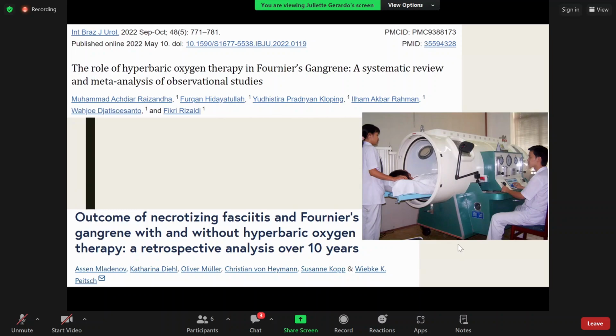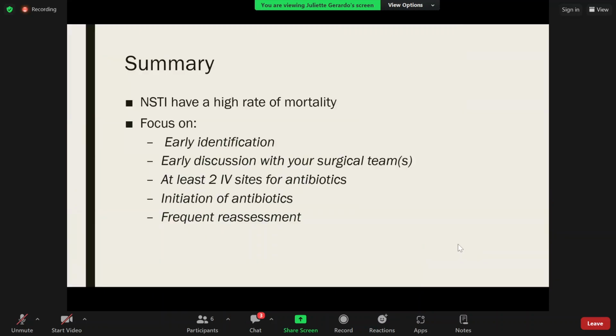Okay, and so in summary, the necrotizing soft skin tissue infections have a very high rate of mortality. Our job is to focus on early identification, getting a good history and addressing your patient and doing a very thorough skin examination, getting early discussion with your surgical team or teams, getting multiple sites for providing your patient with antibiotics and resuscitative measures, initiating broad spectrum antibiotics and discussion with your pharmacist about what those antibiotics look like for each of your sites, and then frequently reassessing to make sure you're not missing a decompensation or a shock state.